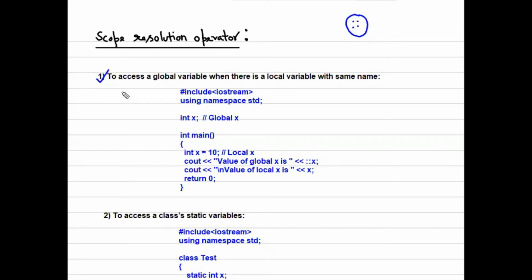Let's understand one by one. First, you can use it to access global variables when there is a local variable with the same name. If you pay a little attention, this is a global variable and this is the local variable. If you simply print x, it will print 10 over here. But the default value of the global variable would be 0. If you print by using this scope resolution operator, it would print 0, not 10, because you have used the scope resolution operator.